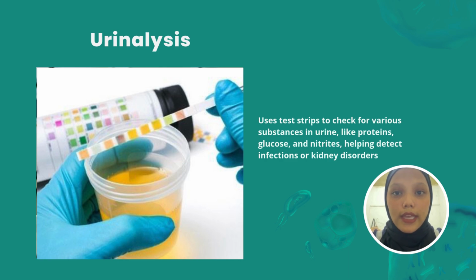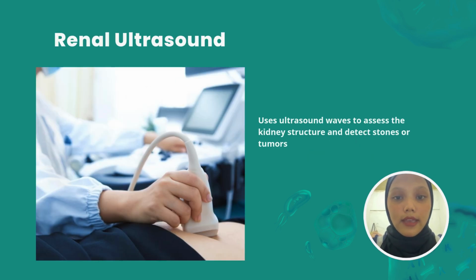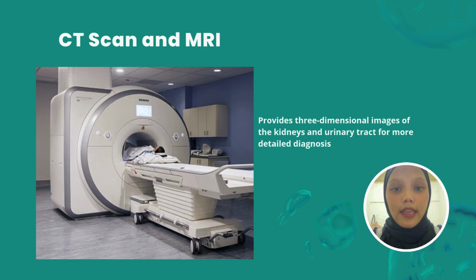Urinalysis uses test strips to check for various substances in urine like proteins, glucose, and nitrates, helping detect infection or kidney disorder. Next, renal ultrasound uses ultrasound waves to assess the kidney structure and detect stones or tumors. CT scan and MRI provide three-dimensional images of the kidneys and urinary tract for more detailed diagnosis.